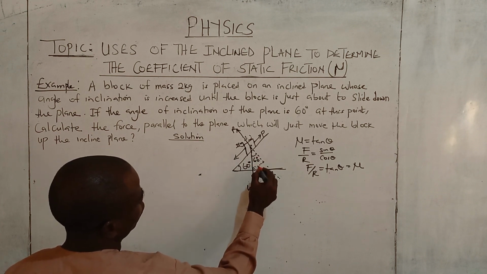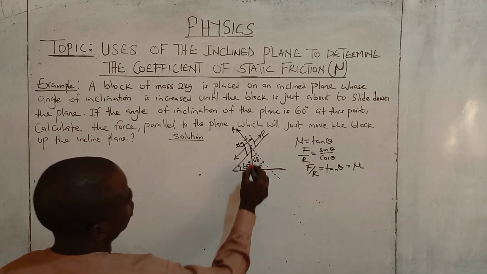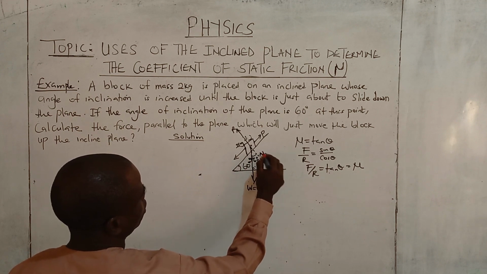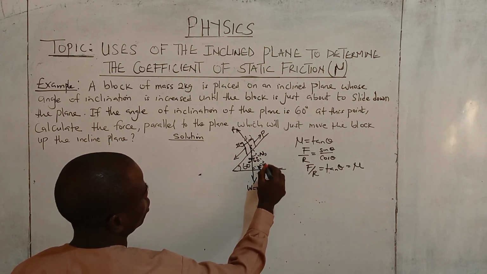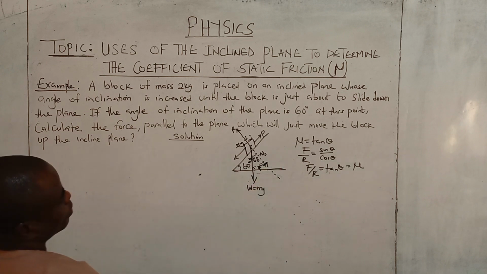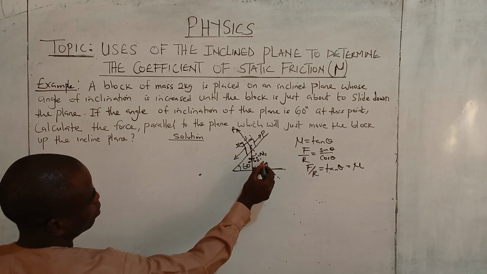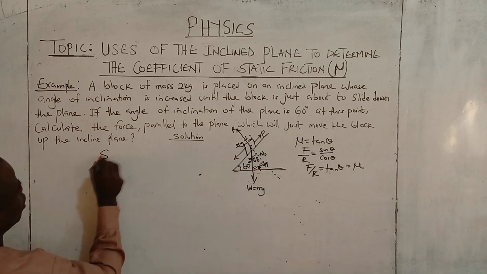Now I want to know the force F that's pushing it. This is the hypotenuse. This is adjacent to this angle. This is the opposite. Now we need to get the equivalent opposite to this angle, this line. That's why I have to use SOHCAHTOA.